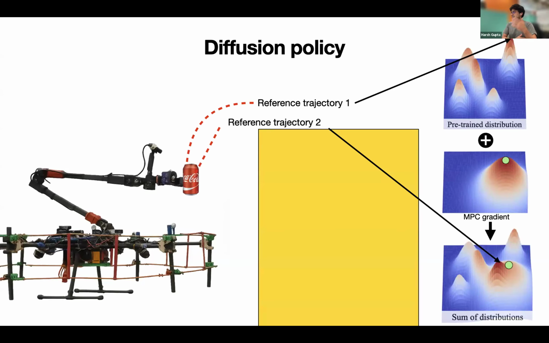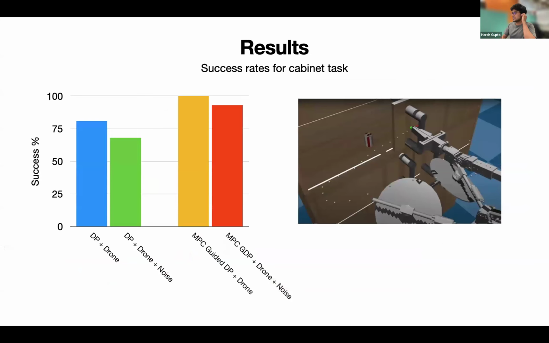So you can imagine in this case, initially you would sample reference trajectory 1 because that was the most probable one in your distribution. But if you add the MPC gradients, then your landscape shifts. Your probabilities differ, and you go closer to a probability map that your embodiment is more likely to be able to solve. And you can kind of see how that ends up.